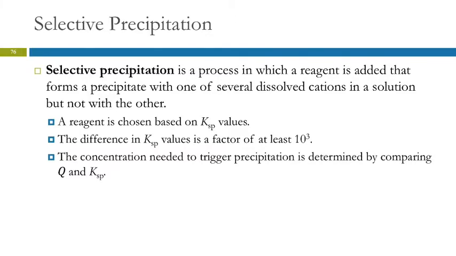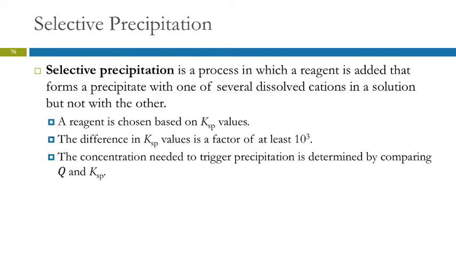Selective precipitation is where we add a reagent that will precipitate one of the cations in the solution, but not the others. And so we can separate that one out and identify that it's there. The reagent would be chosen based on KSP values. You want something that's going to precipitate most of it. So we want a difference in KSP values between the one that precipitates and the ones that don't precipitate. We want a factor of at least 10 to the third.